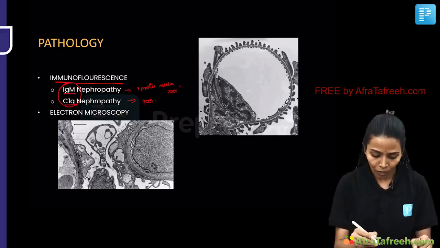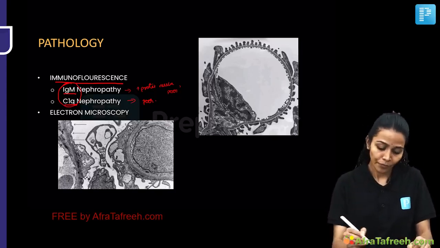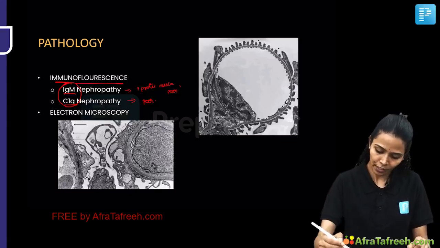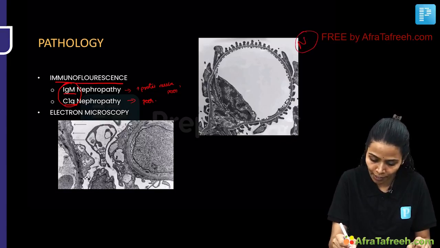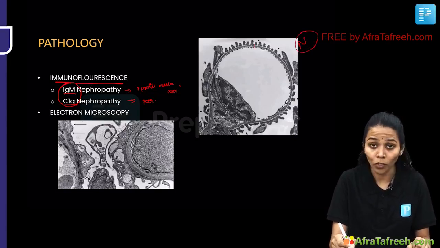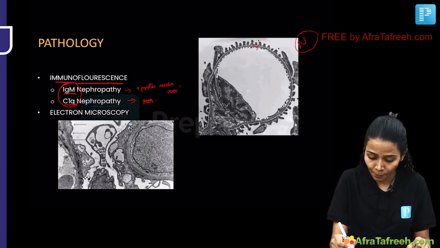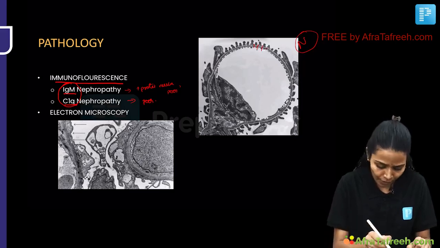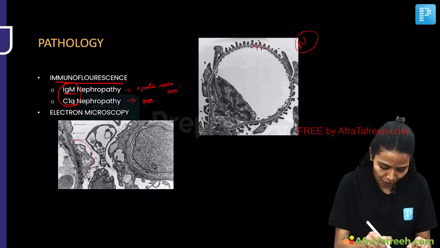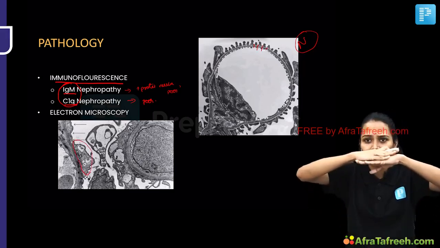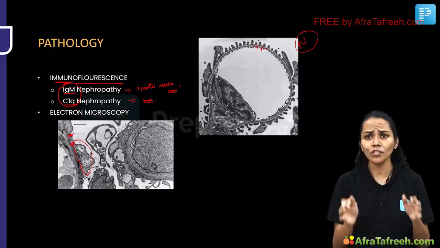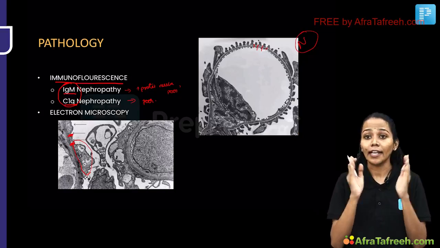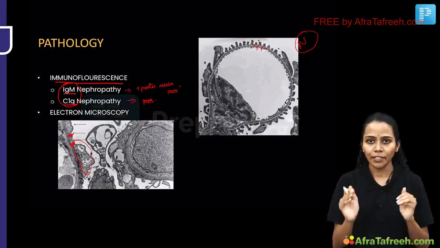Okay. Now coming to electron microscopy. Here, this is a normal electron microscopy. Here you can see that the podocyte is nicely sitting on the GBM, and there is nice space. Okay. Here you can see this is minimal change disease. This is a podocyte. It is effaced. That is, it has become thinned out and flat, and there is not much interdigitation that is happening. So this is what happens in electron microscopy of minimal change disease.